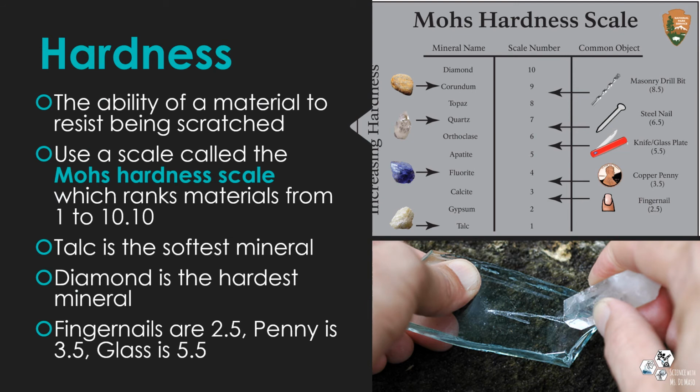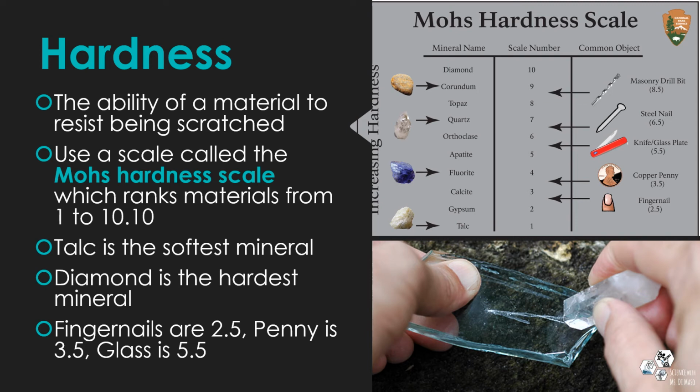Hardness is our next one. This is the ability of a material to resist being scratched. So how hard is it? Can it get scratched by something else? Something like diamond, which is the hardest substance, can't be scratched by any other mineral, at least. And the softest mineral in the world is what we call talc. It has a Mohs hardness scale of 1. It is the very lowest. The highest on this scale of hardness is 10, which is diamond.